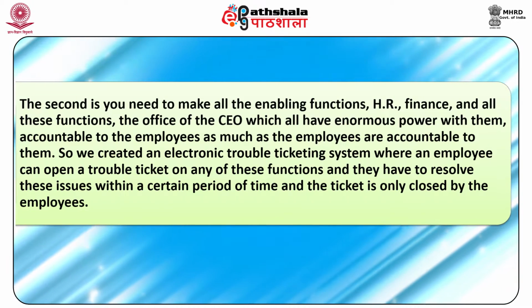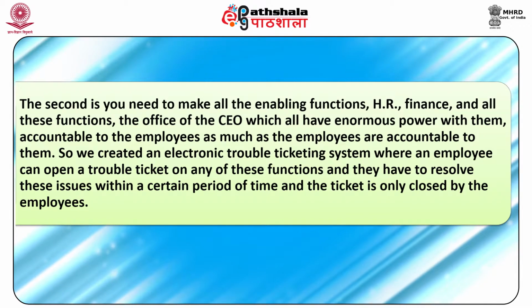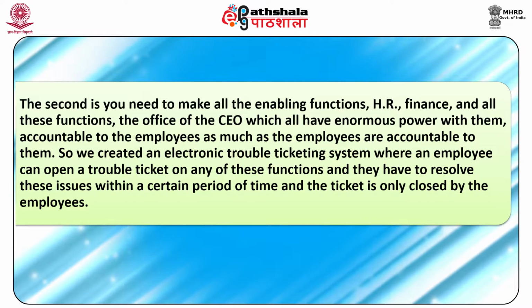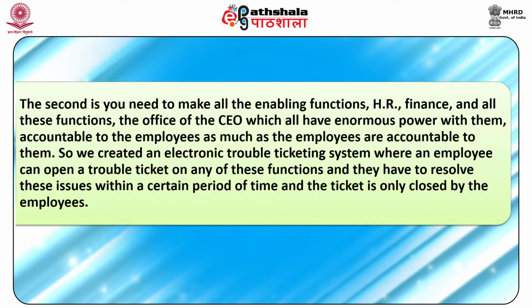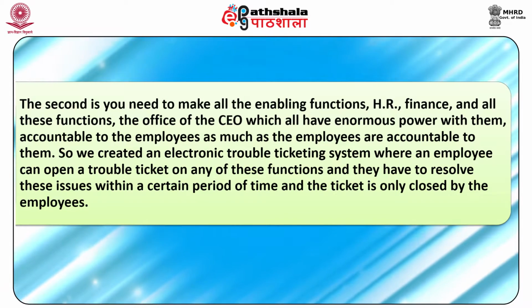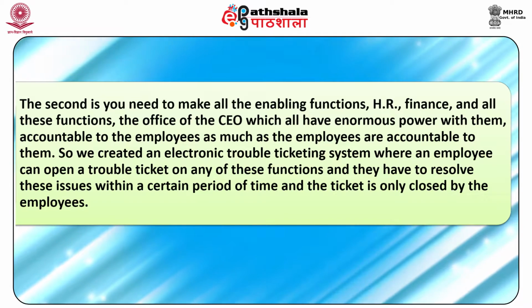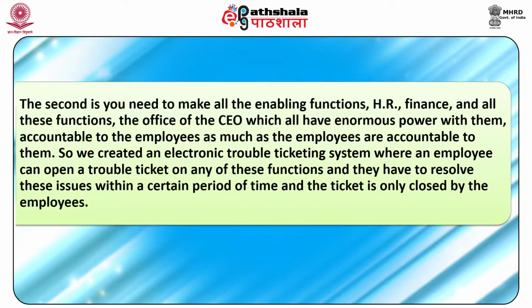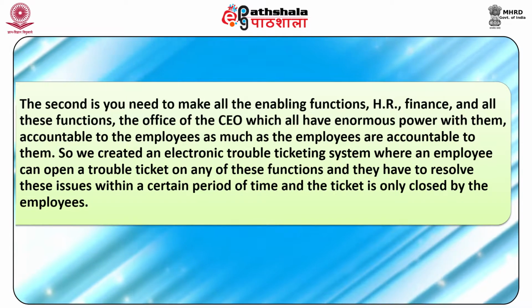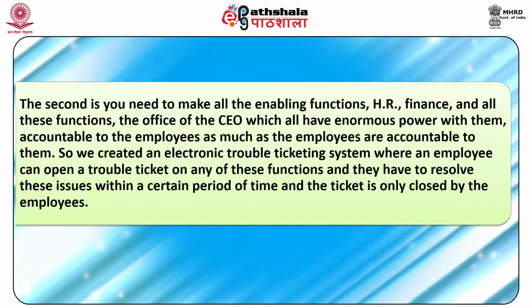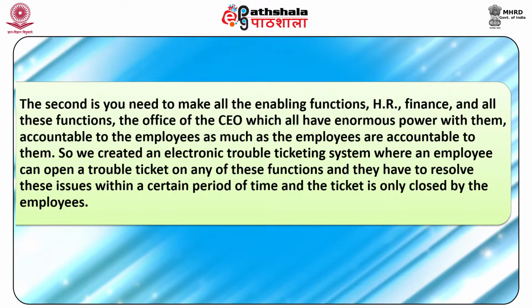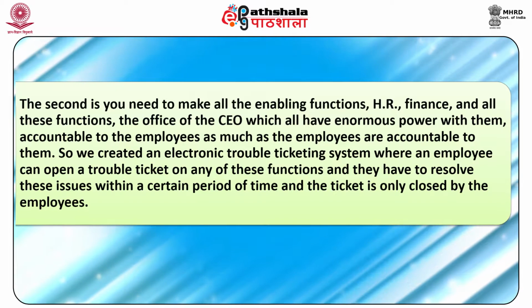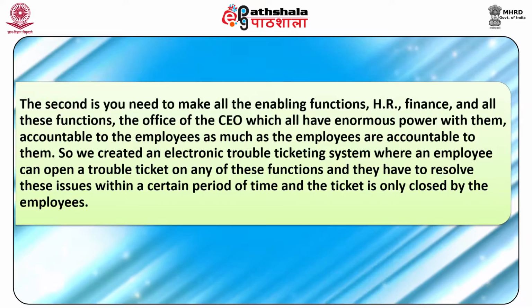2. The second thing you need to do is to make all the enabling functions, that is the human resource function, the finance function, and all other functions, the office of the CEO, which all have enormous power with them, accountable to the employees as much as the employees are accountable to them. So we created an electronic trouble ticketing system where an employee can open a trouble ticket on any of these functions, and they have to resolve these issues within a certain period of time, and the ticket is only closed by the employees.